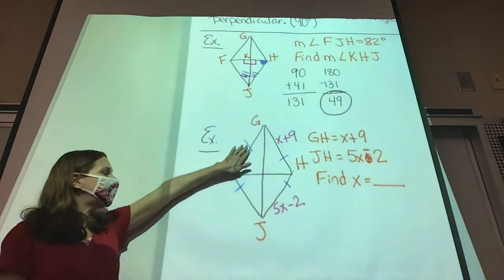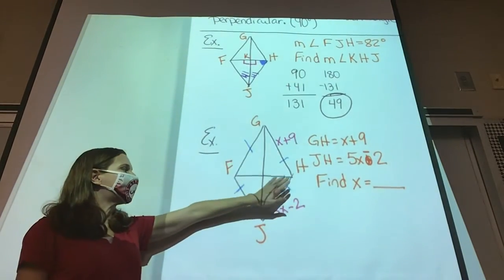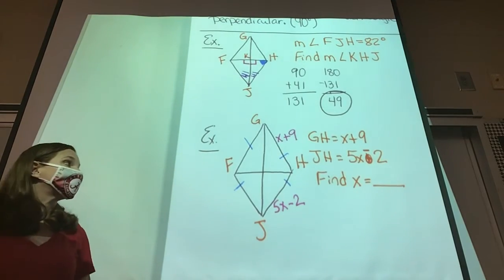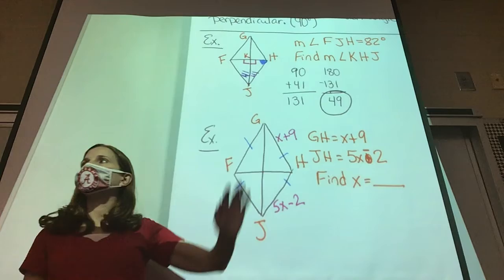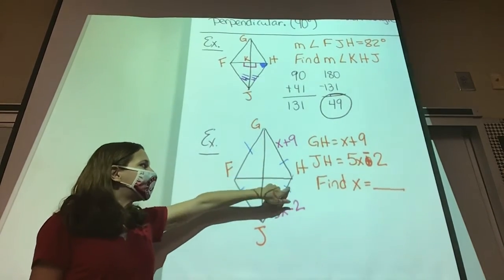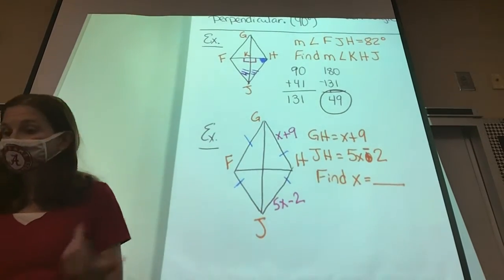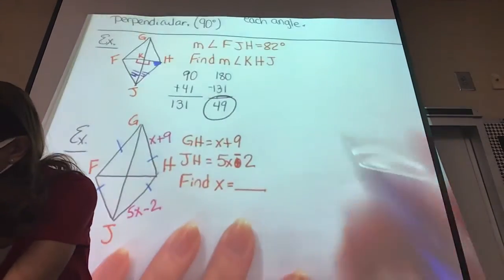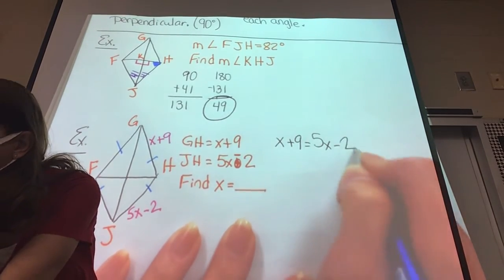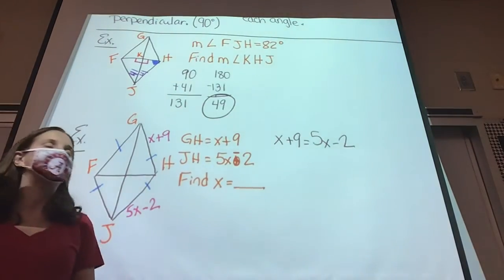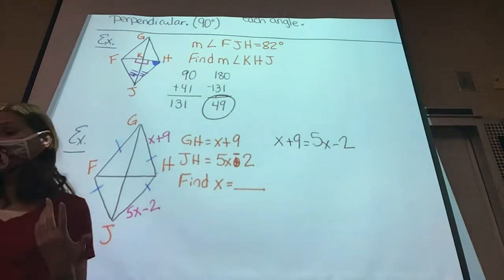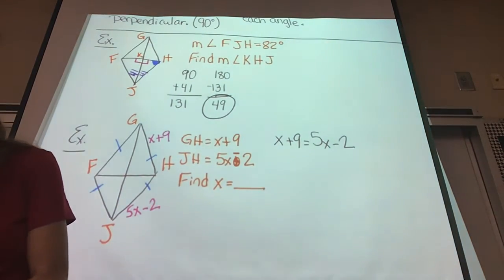So if this side is congruent to this side, which is congruent to this side, which is congruent to this side, then what's the problem that I'm going to be setting up? I'm just going to set them equal to each other and solve, because I know these two are equal since they are congruent. So all you simply have to do is make an equation. This says x plus 9 equals 5x minus 2. Or you could have put the 5x minus 2 first, it's not going to matter. And solve for x. Whichever order you put them in is not going to matter.